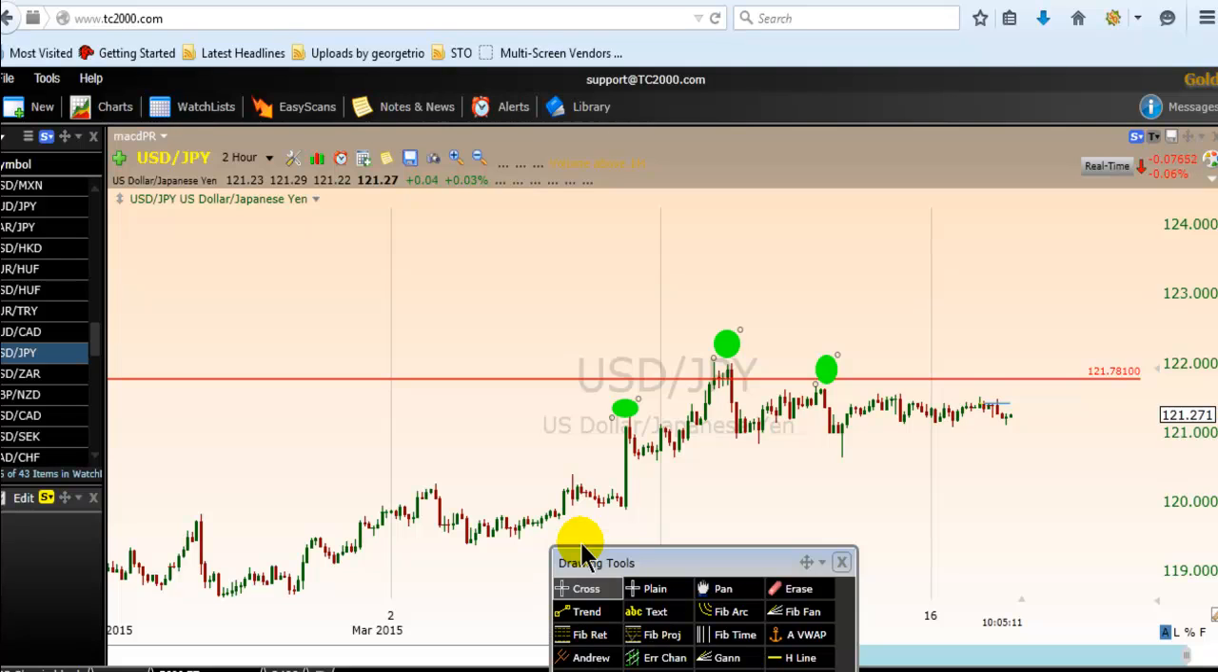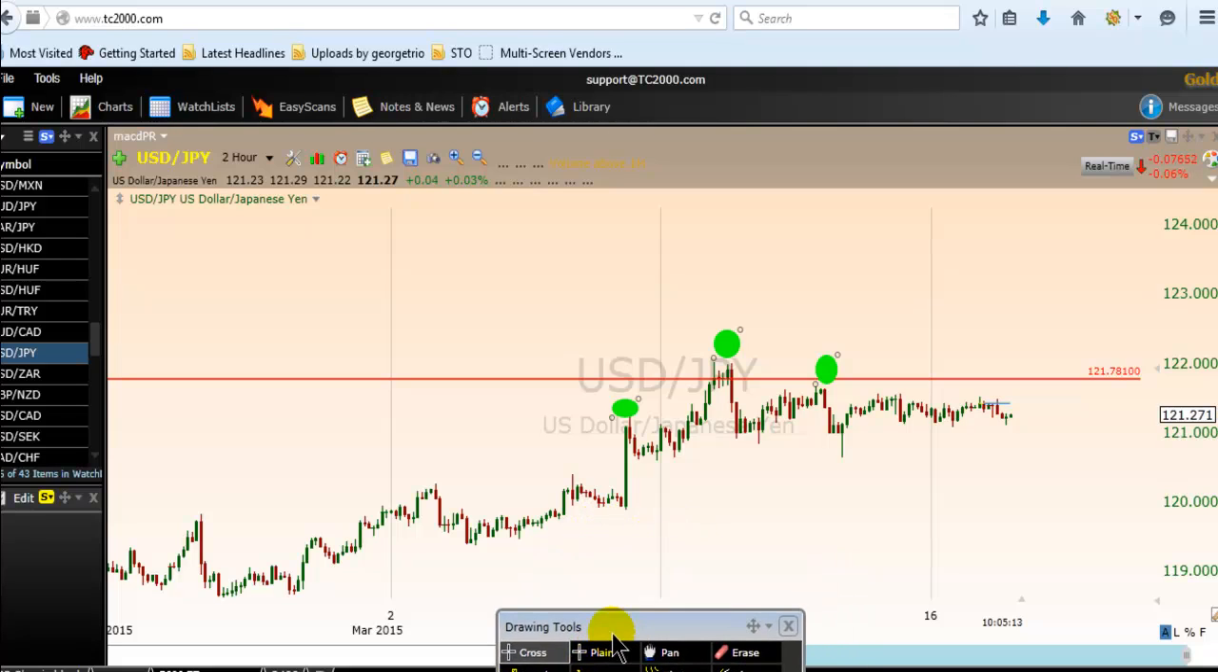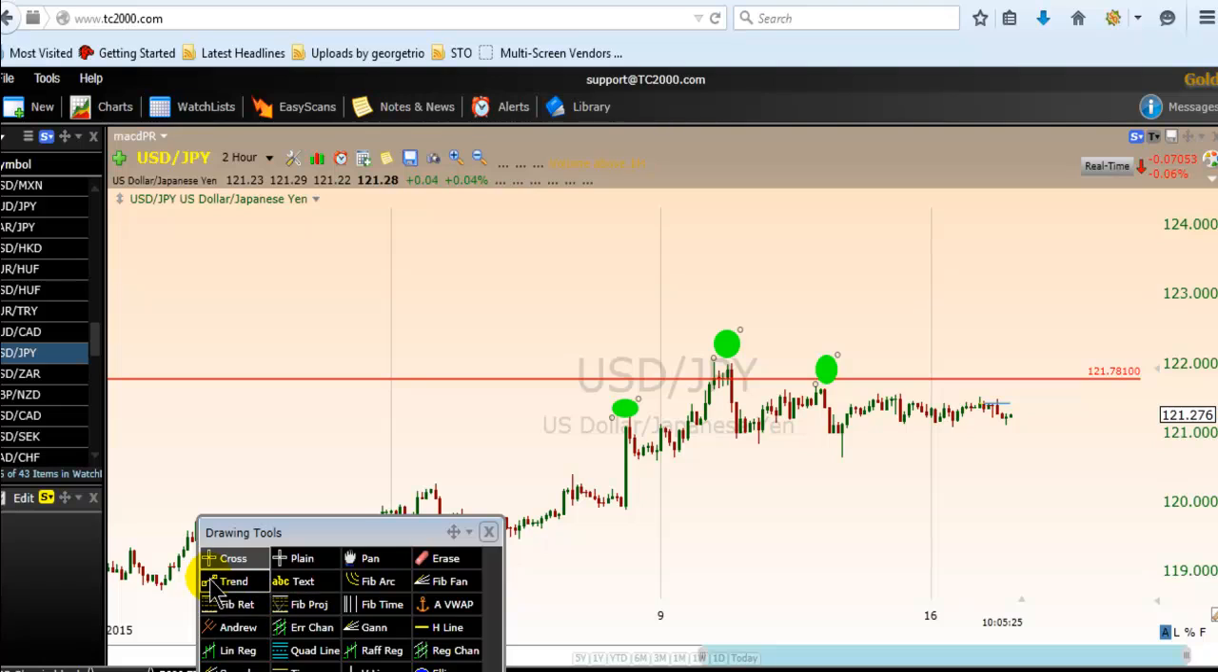So on my 2-hour chart, I see a bearish chart pattern. Which one? It's a head and shoulders pattern. This is the highest high, this is the left-hand side shoulder, and this is the right-hand side shoulder. But as I explain to traders, the pattern is not yet completed. But I want to sell.